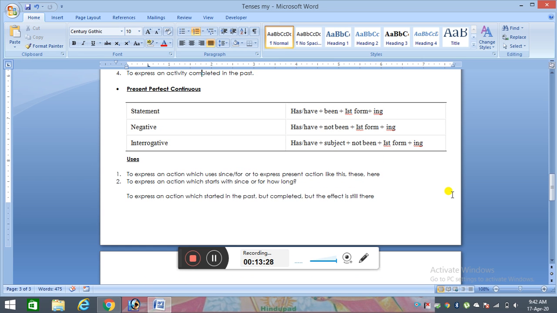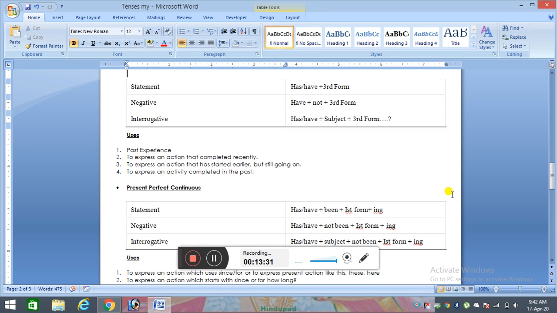How do we frame a sentence for present perfect? Subject plus has or have plus V3. That is, I have some V3 or she has some V3. You have some V3. So for example, go, went, gone. So V1 go, V2 went, V3 gone. So how do we frame present perfect? We take the subject: he has gone, you have gone, I have gone, they have gone.